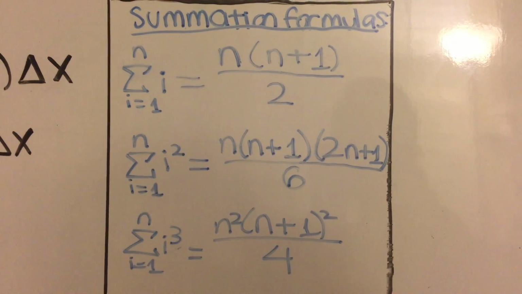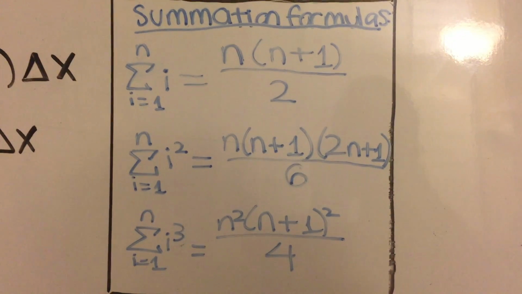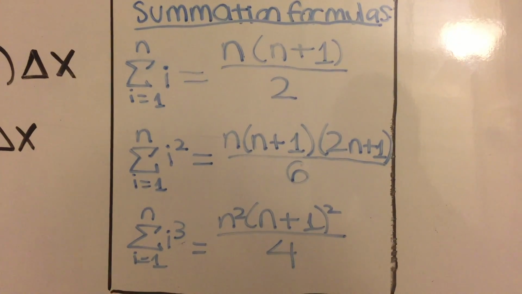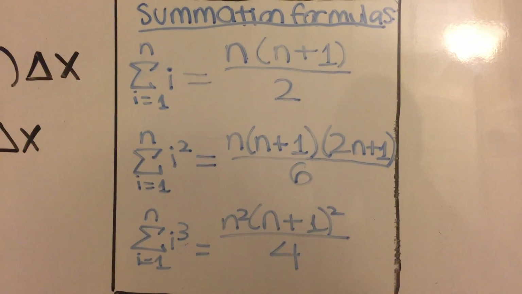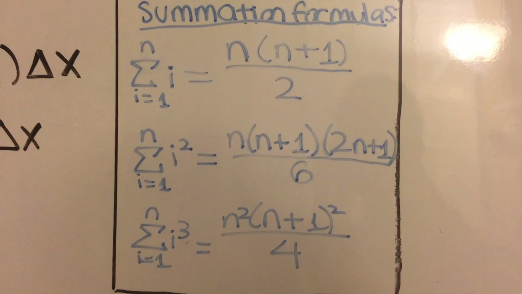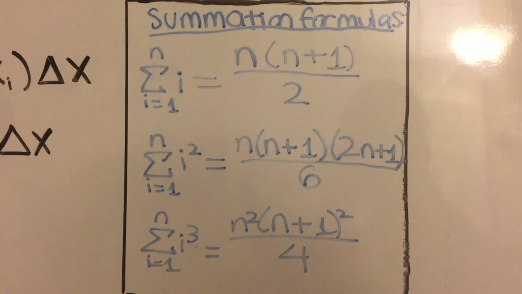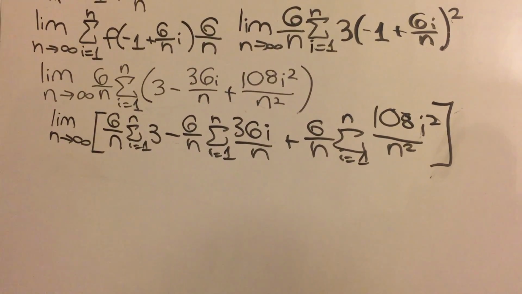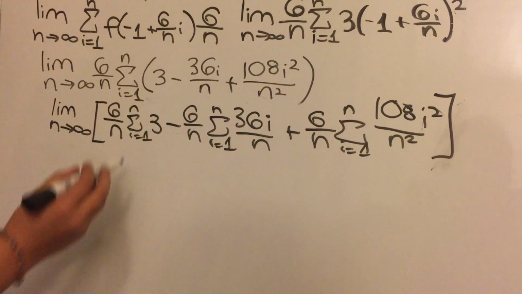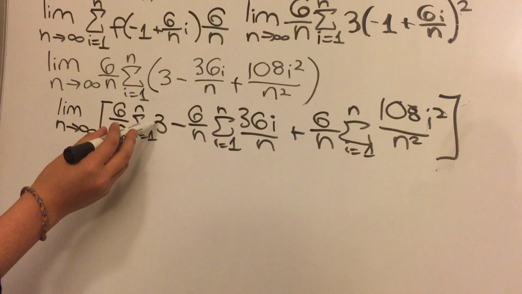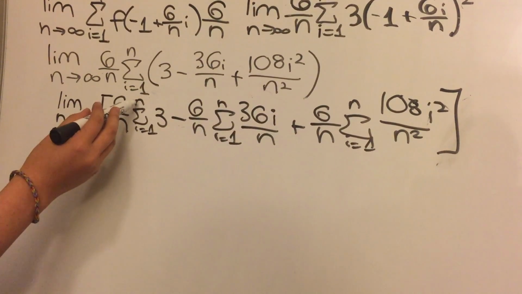At this point, you would need to know your summation formulas. For i, it would be n times n plus 1 over 2. i squared would be n times n plus 1 times 2n plus 1 over 6. And i cubed would be n squared times quantity n plus 1 squared over 4. So in addition to using our summation formulas, you need to know that if you have a constant, you take that and multiply it by the variable on top.